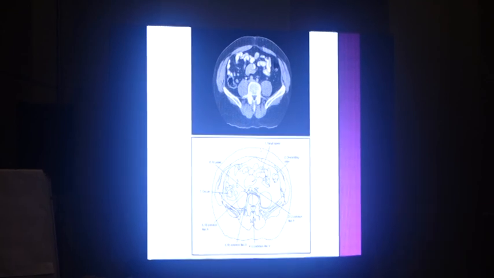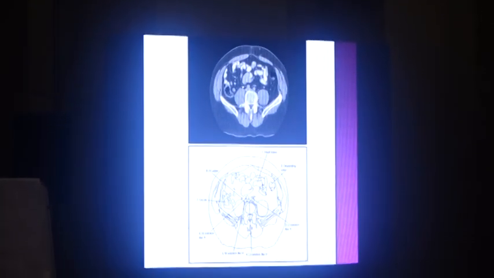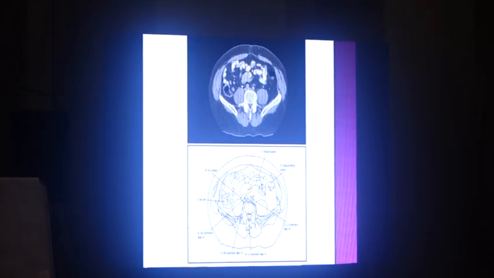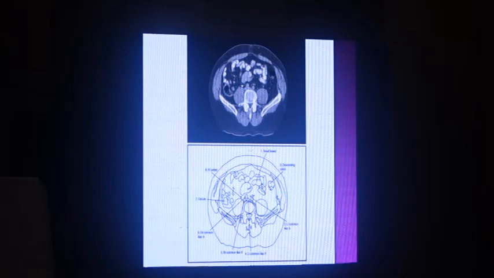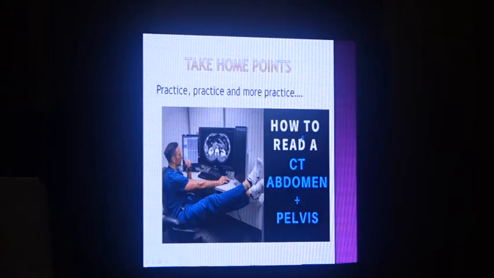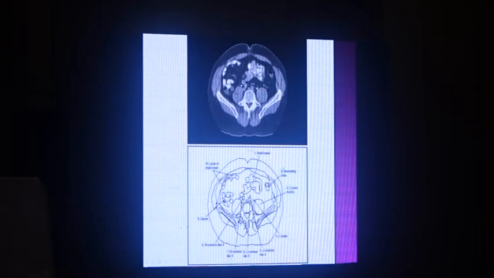Again, we can see the small bowels. So, yeah, this is descending colon. Now we can see the right ureter as well as the upper ureter. Right ureter as well as left ureter. This is the nephrogenic phase of the CT abdomen.